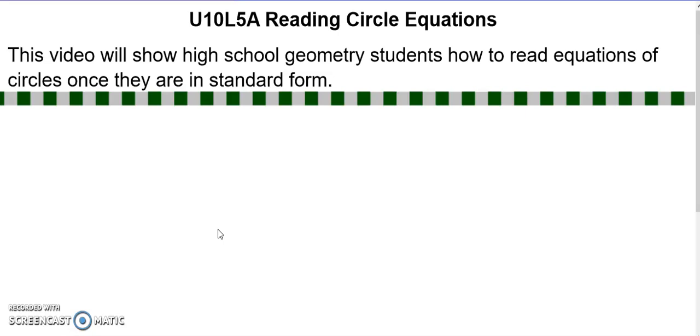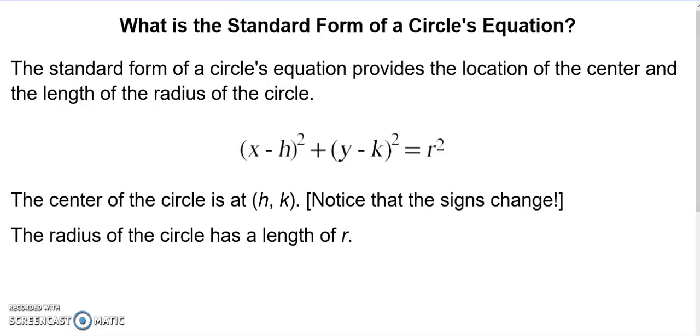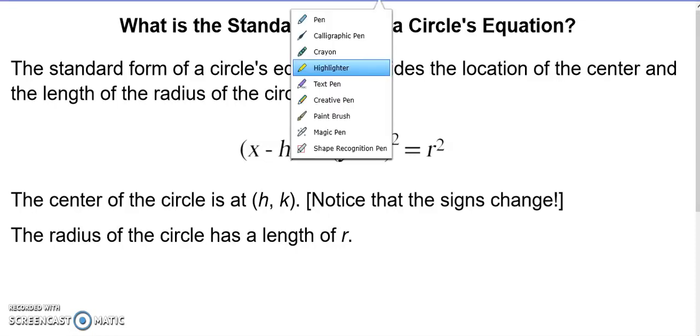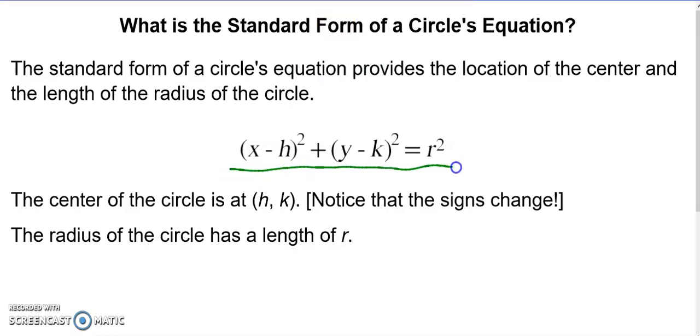This video is going to show you how to read the equation of a circle when it is written in standard form. So what is the standard form of a circle's equation? The standard form of a circle is this equation right here: x minus h quantity squared plus y minus k quantity squared equals r squared.